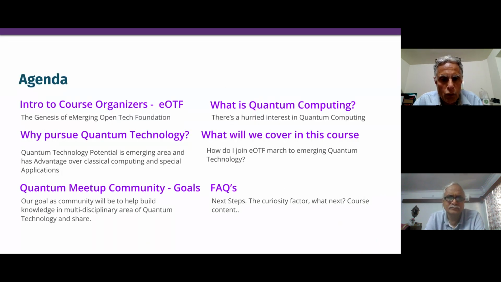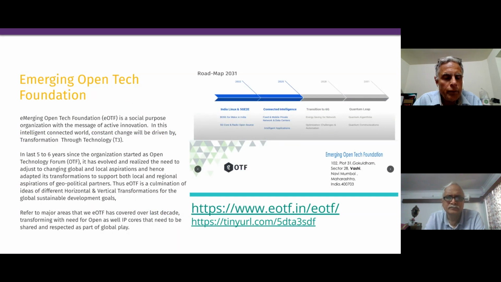The course organizer, the Emerging Open Tech Foundation, is a social purpose organization, and our mantra, or focus, is transformation through technology. We focus on emerging technologies, including digital operational knowledge, and quantum transformation is the new pillar we are directing now. We have been working for 5 to 6 years approximately as an open technology forum, and then we found that we needed to formalize it. So we called it the Emerging Open Tech Foundation, established as a social purpose organization out of Mumbai, Thane, and we have had several presentations in prior years, even during COVID, for the national mission in the Indian context.